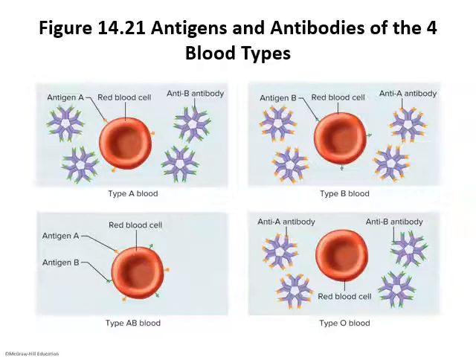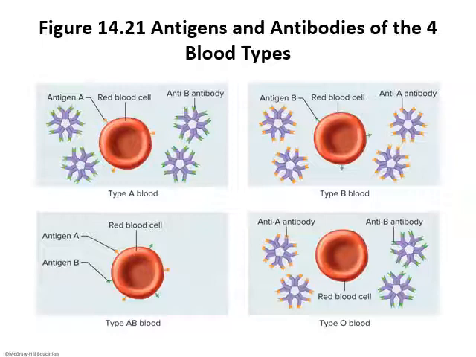Okay, so here we can see the 4 different blood types. We have type A, B, AB, and O. So we can see that in type A blood, we have the A antigen on the surface of the red blood cell, and then we have these anti-B antibodies floating around in the plasma, just there in case somebody accidentally gives you type B blood.